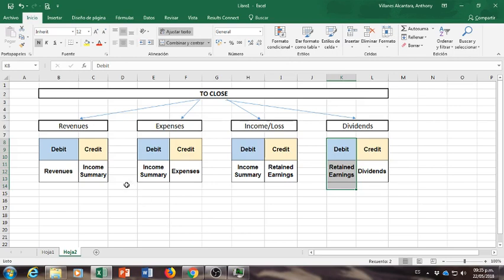So, the purpose of this exercise is to record closing entries. And to start, we need to register the closing entries: revenues, expenses, income summary, and dividends. To be able to learn it more easily, we will remember that we are going to debit revenues and income, and everything else is credited. That is to say, expenses and dividends.